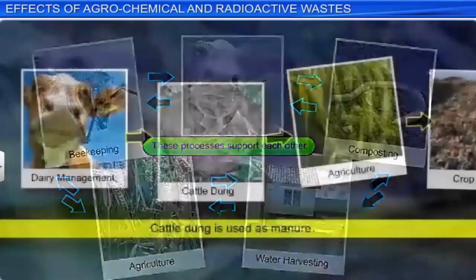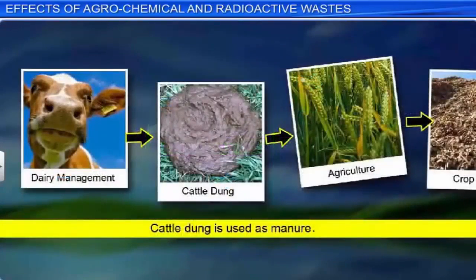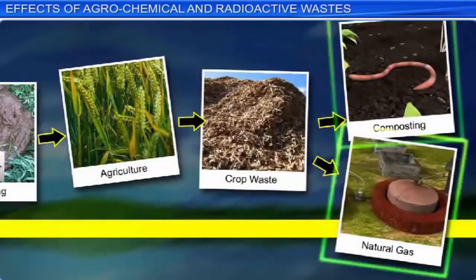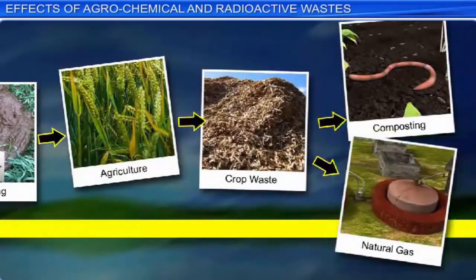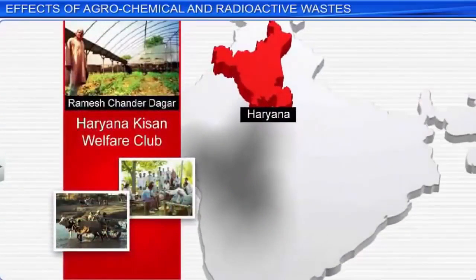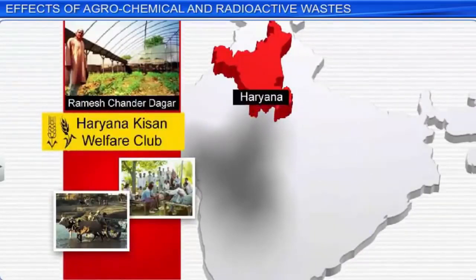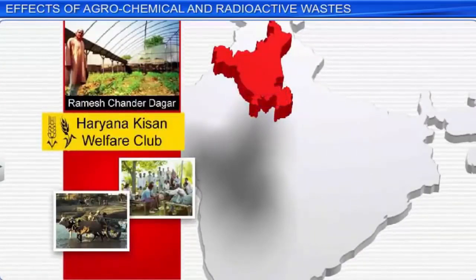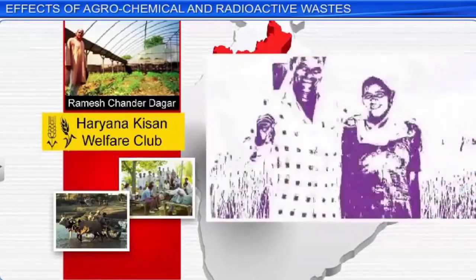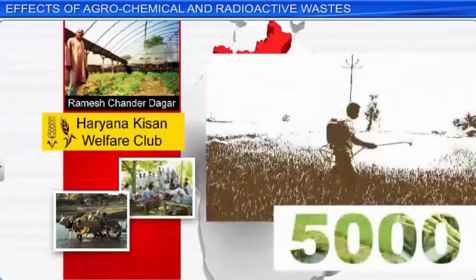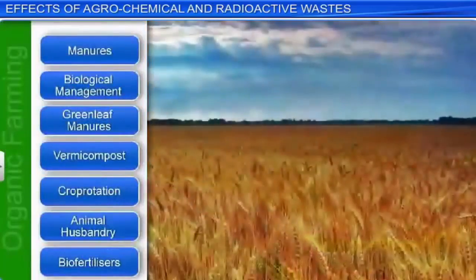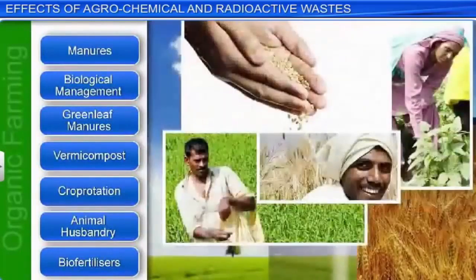He used cattle dung as manure, while crop waste was used to create compost and generate natural gas. Ramesh Chandar Dagar also established an association named the Haryana Kisan Welfare Club to spread awareness about integrated organic farming. This club has a membership of about 5,000 farmers. By integrating organic farming, farmers can revive our environment and help create a better living place for themselves.